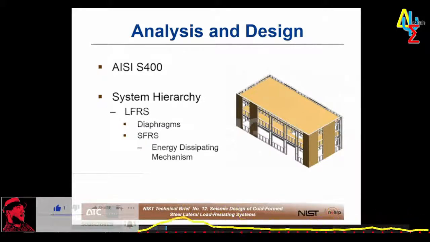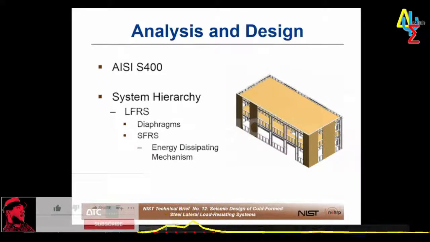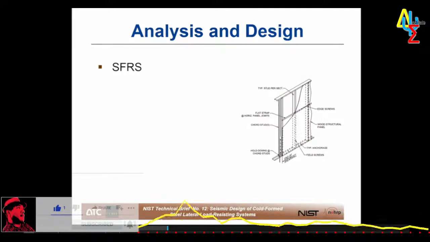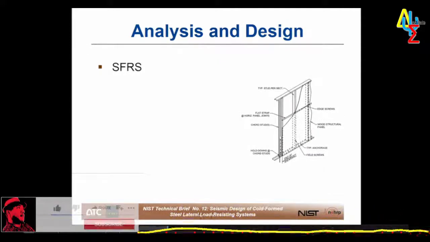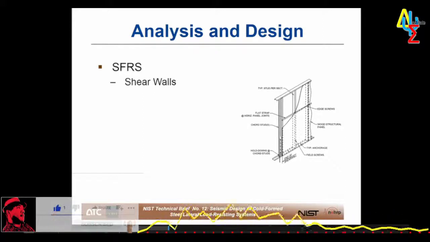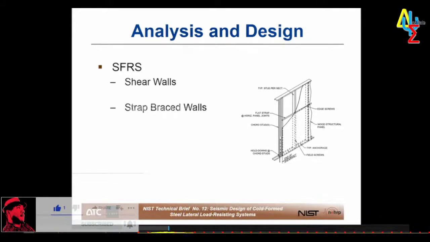So the LFRS is the big picture stuff. The SFRS is the more concentrated stuff, specifically designed to resist the seismic forces, normally like a shear wall or a strap braced wall. And within the SFRS, there's an energy dissipating mechanism. Each of those is defined in S400. So within that lateral force resisting system is the seismic force resisting system. Again, structurally, it's the system specifically designed to provide resistance to seismic forces. Common types of CFS seismic force resisting systems include shear walls, strap braced walls, and special bolted moment frames.